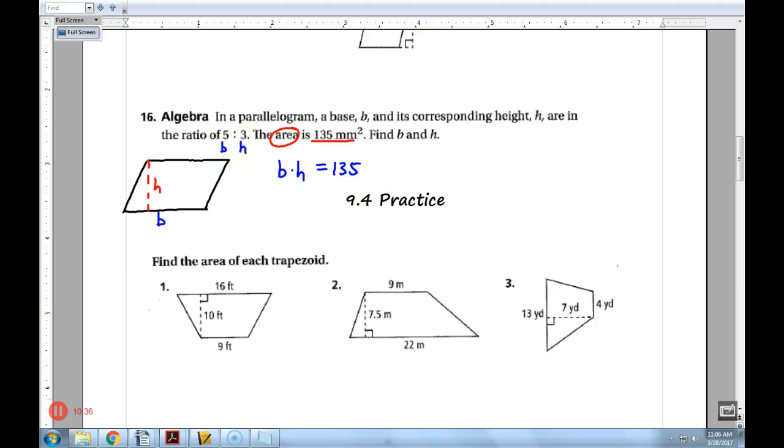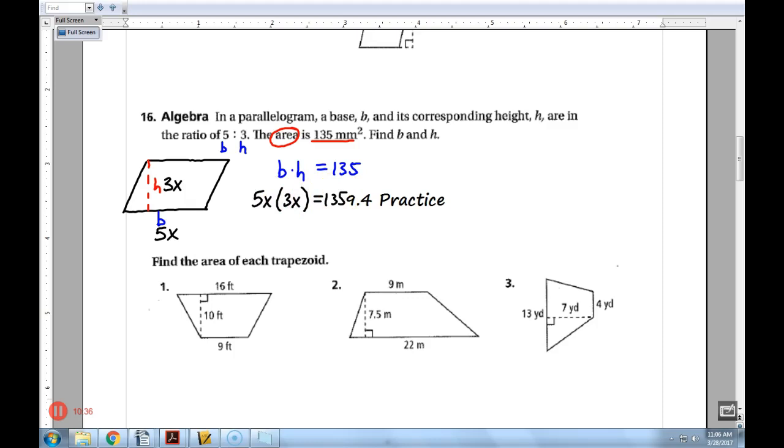Now I know 5 times 3 doesn't come out to be 135, so I have to find what magnification power it is. So I'm going to use what we did earlier and use those extended ratios. So the base is 5 times some number, the height is 3 times some number. So 5x times 3x is 135.